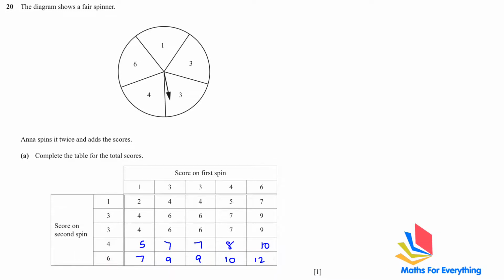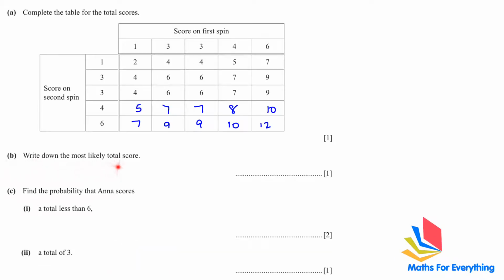So these are the numbers you will get when you add these numbers with these numbers. Part B, write down the most likely total score. The most likely total score when you look inside the table is 7.